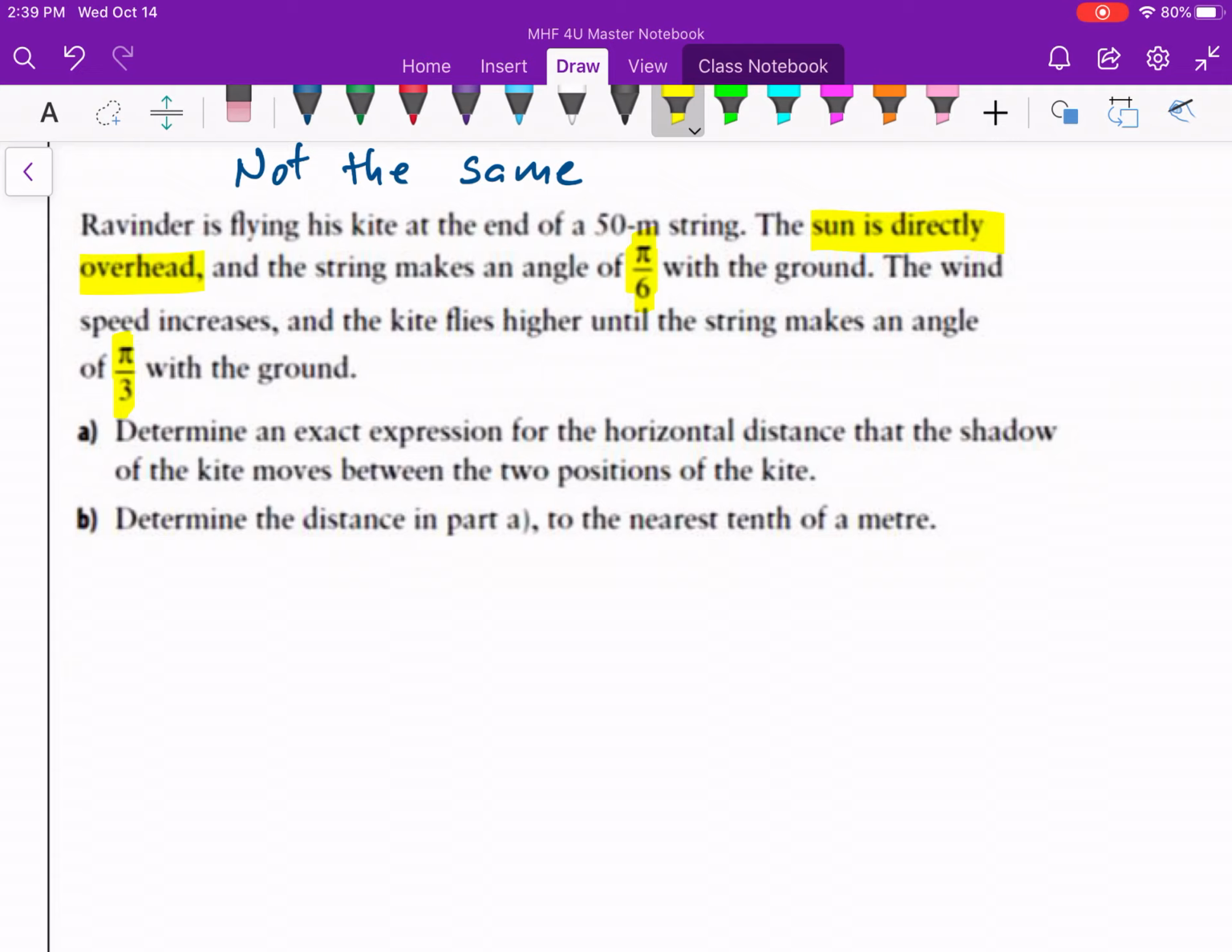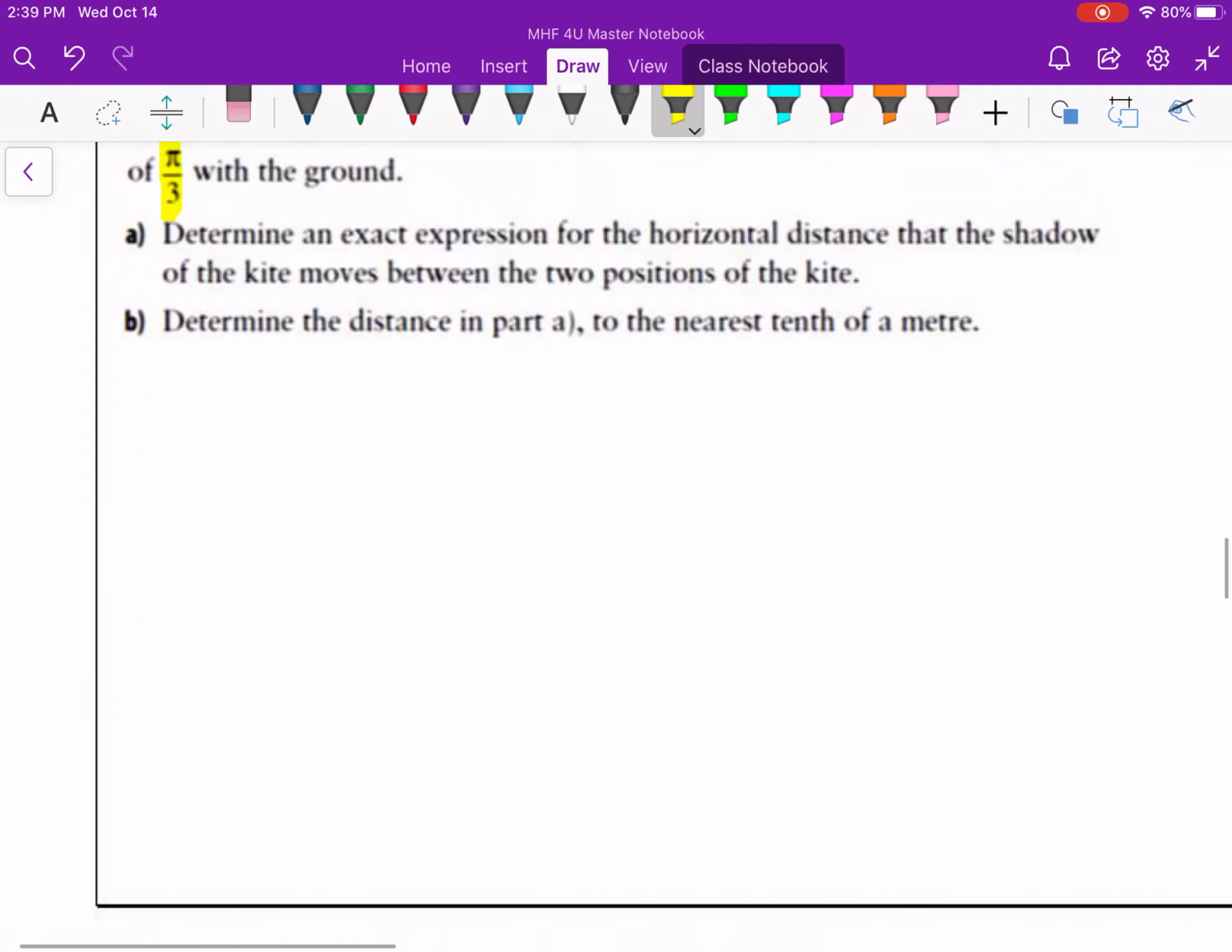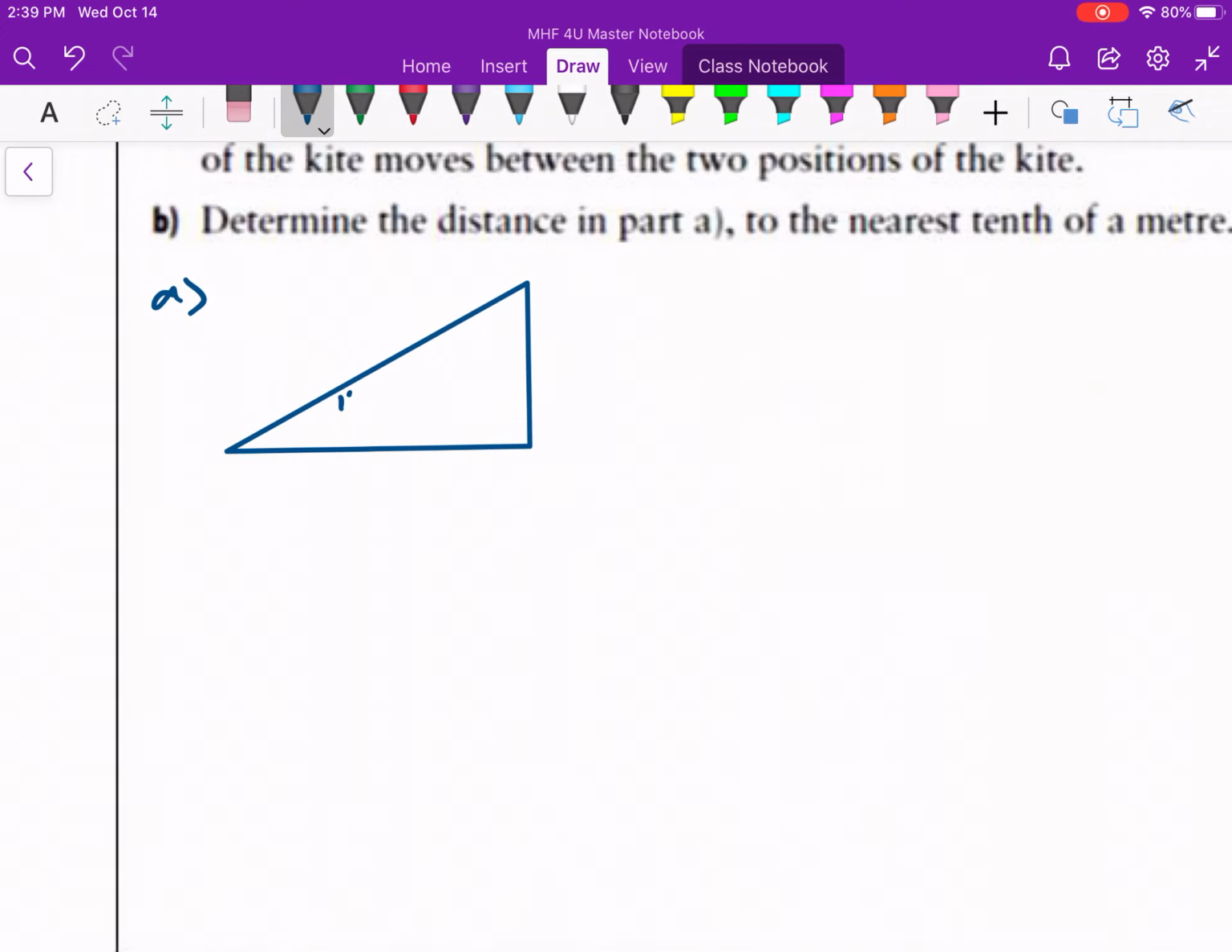All right, well, let's draw our picture here. So it's pi over 6. So it's fairly low to the ground. And we've got, so pi over 6 is the angle, and the string is 50 meters, and we want to find the distance the shadow of the kite moves. So the shadow's on the ground, right? This is the shadow along here. Let's call that D1.